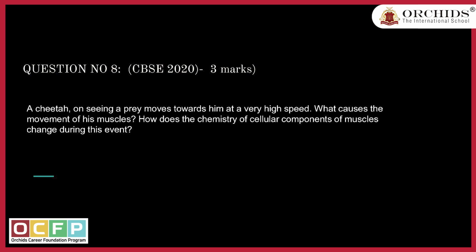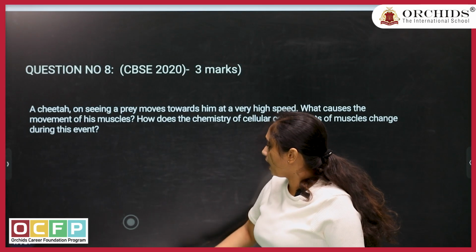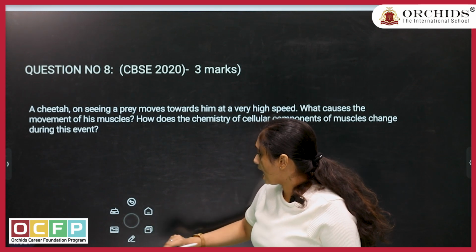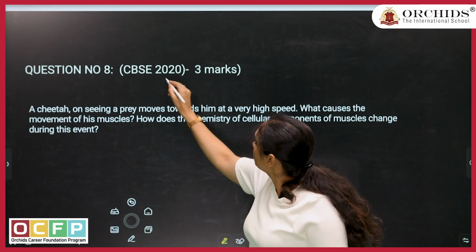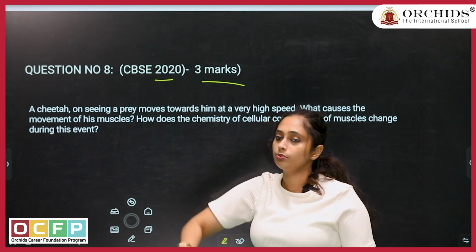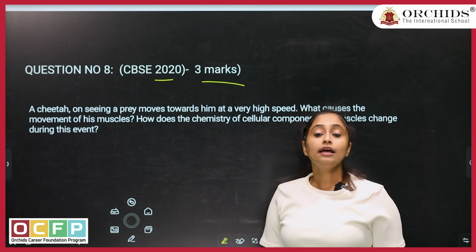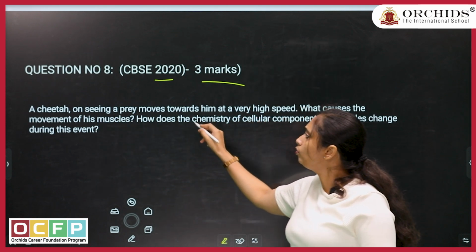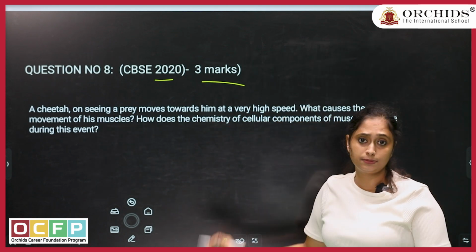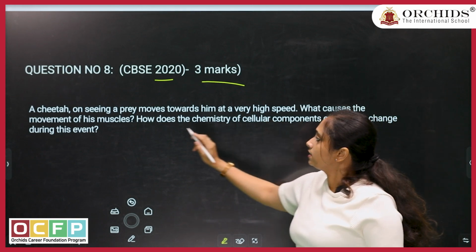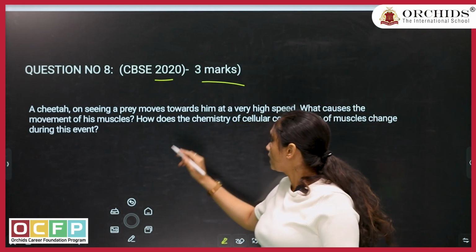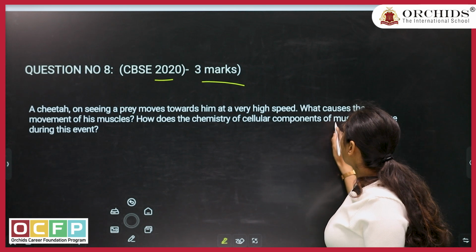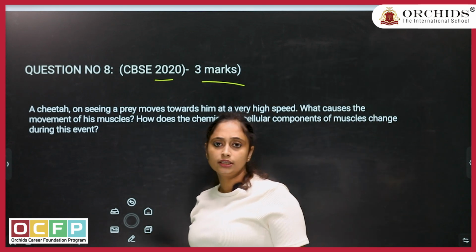See the next question now. Question number 8. It was asked in 2020, and this question carries 3 marks. And what is this question? A cheetah, on seeing a prey, moves towards it at a very high speed. What causes the movement of its muscles? Does the chemistry of the cellular components of muscle change during this event?